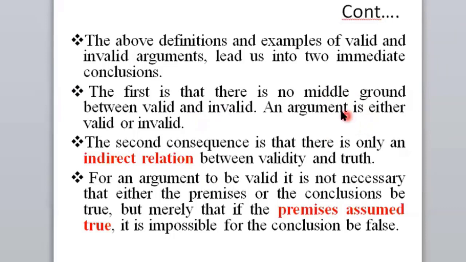The second lesson you can learn from the above examples and definitions is that there is only an indirect relation between validity and truth. This is the key expression you need to understand. There is only an indirect relation between validity and truth, okay? For an argument to be valid does not necessarily require that either the premise or the conclusion be true, but merely that if the premises are assumed true, it is impossible for the conclusion to be false. We can argue by considering the given premises as an assumption, by assuming they are true.